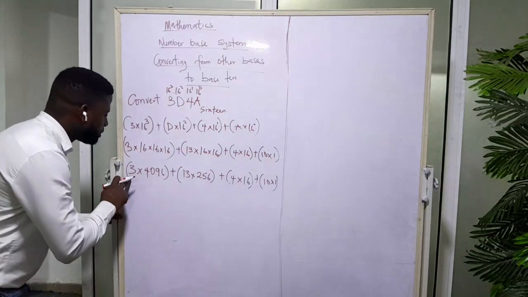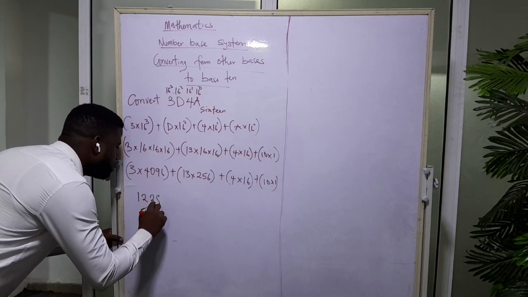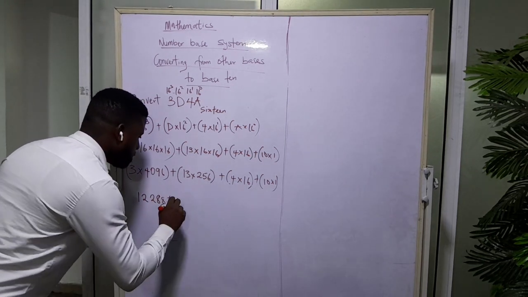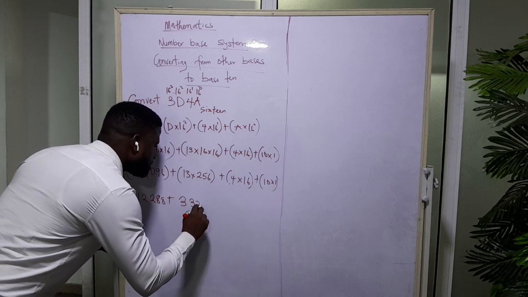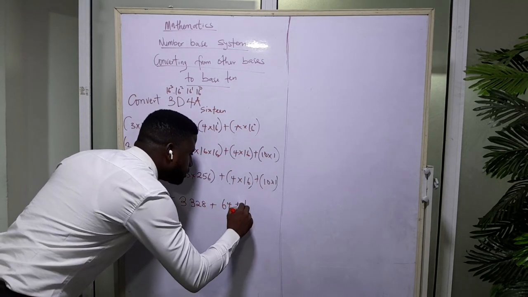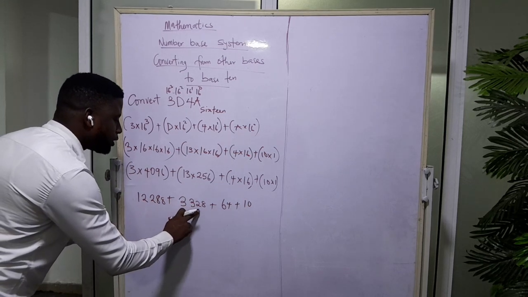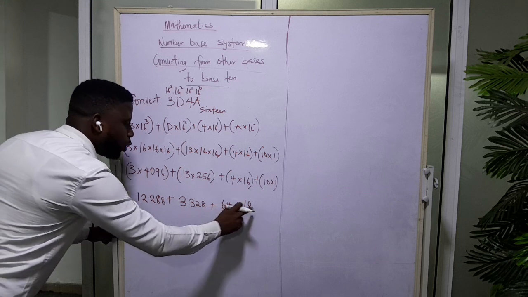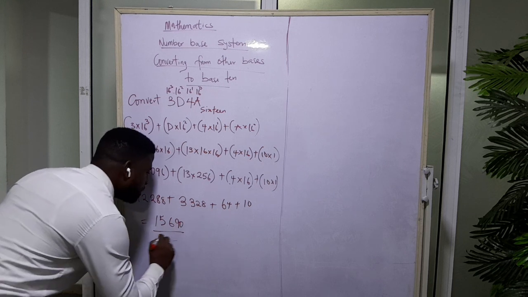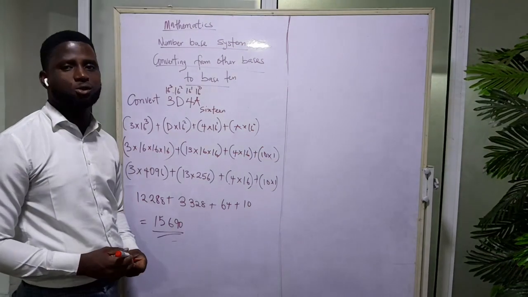All right, 3 times 4,096 will give us 12,288, plus 13 times 256 will give us 3,328, plus 4 times 16 is 64, plus 10 times 1 is 10. 12,288 plus 3,328 plus 64 plus 10 will give us 15,690. Our result is in base 10, so there's no need to indicate base 10 as a subscript.